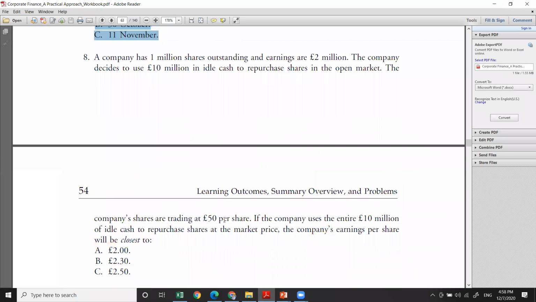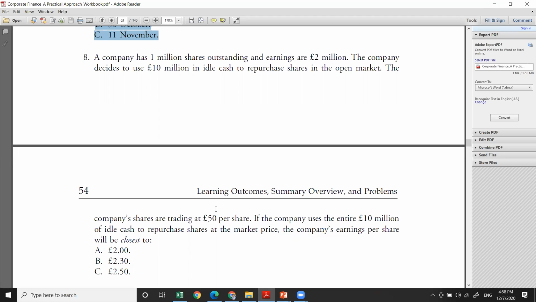Okay, let's move to this question. In this question, a company has 1 million shares outstanding and earnings are 2 million. The company decides to use 10 million in idle cash to repurchase shares in the open market. The company's shares are trading at $50 per share. If the company uses the entire 10 million of idle cash to repurchase shares at market price, the company's earnings per share will be closest to what after the buyback?